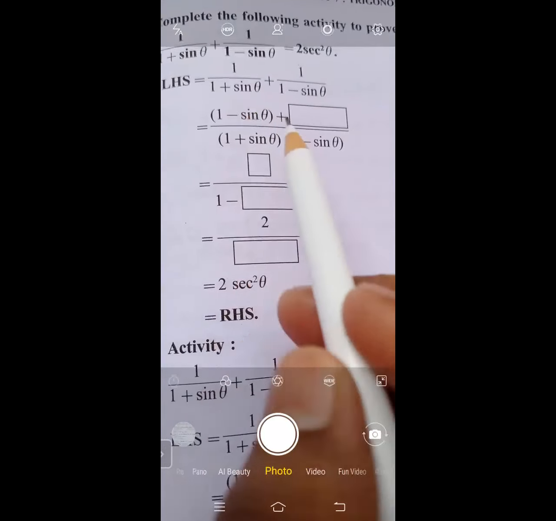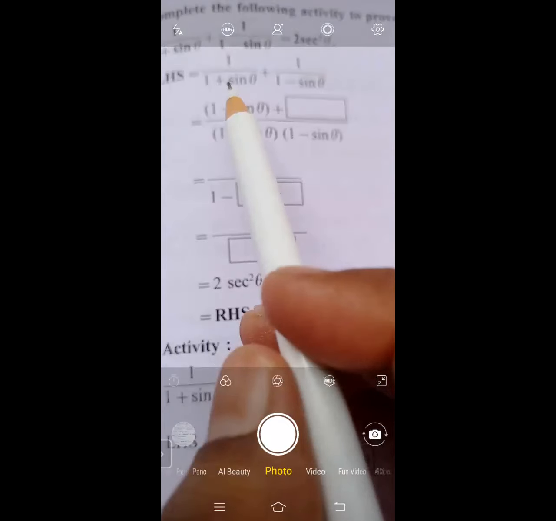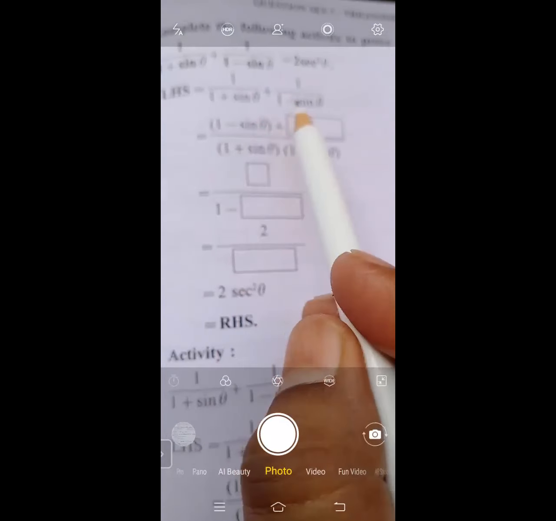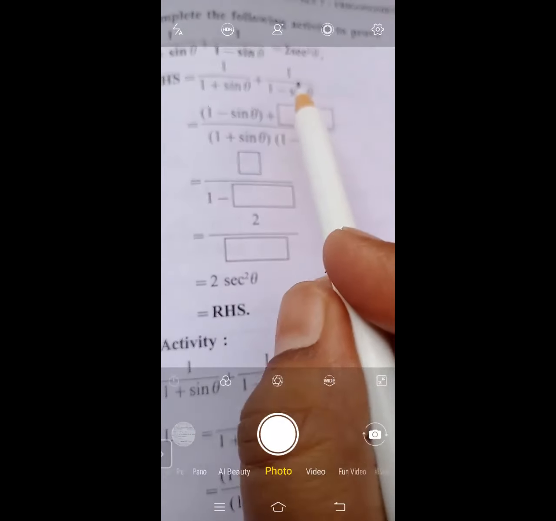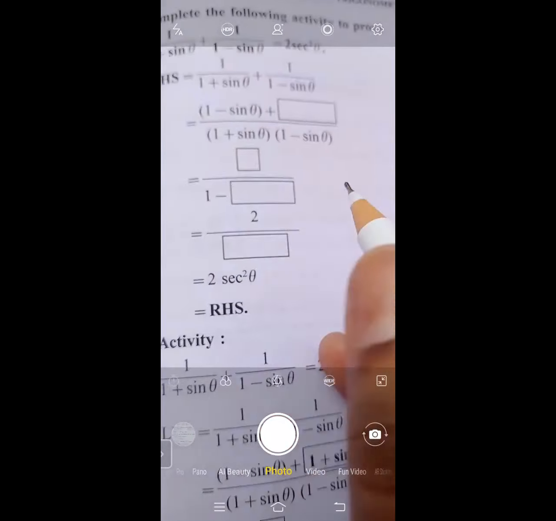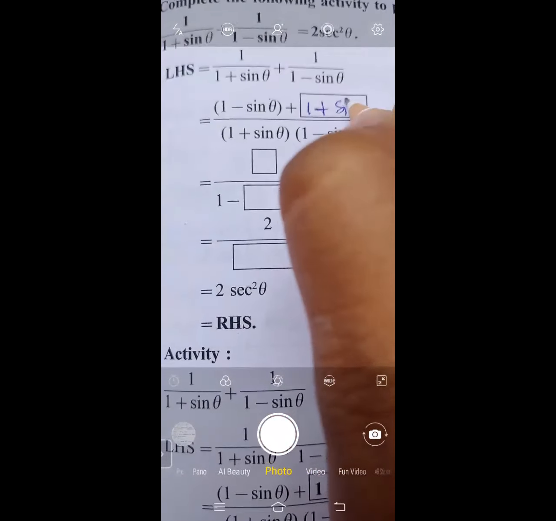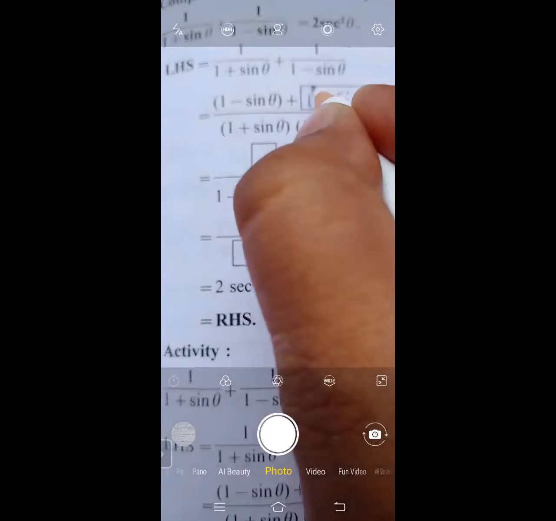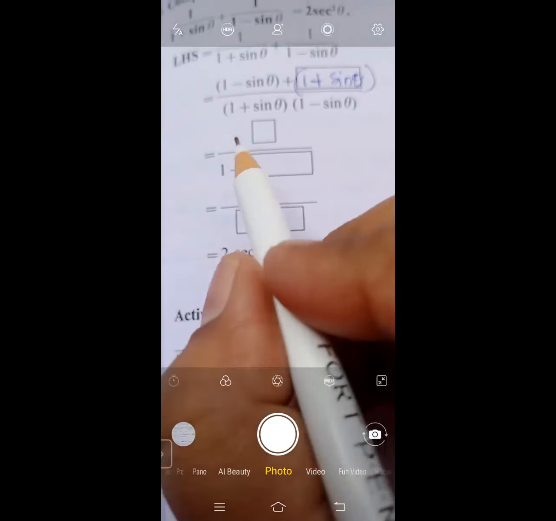Again, the denominators are made same. You can see we have 1 plus sine theta, so we will multiply this over here by 1 minus sine theta. Okay, and on this side we will multiply by 1 plus sine theta. So what we will fill in this block is 1 plus sine theta. Keep your brackets mentioned very properly, which will help you to get the correct answer.